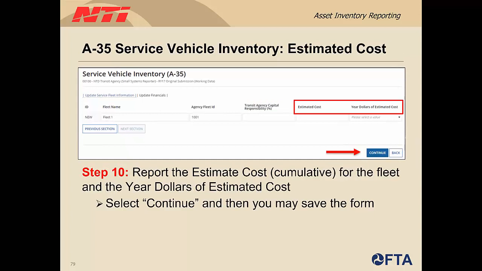The last part of this section will be the estimated cost and the year dollars of the estimated cost to replace the service vehicle fleet. These should be the most recent estimate for the full cost to replace the asset. If you do not have a recent estimate, you can report the original cost of the asset or its insured value. If you do report the original cost of the asset, you should report the year that you purchased the asset as the year dollars of estimated cost. When all information is entered for the fleet and you're on the summary page, you're going to click Save and Validate to save the information that you just entered.